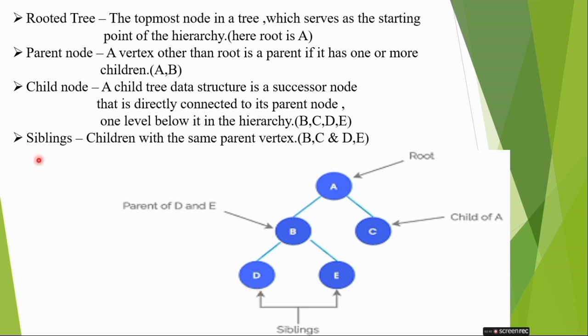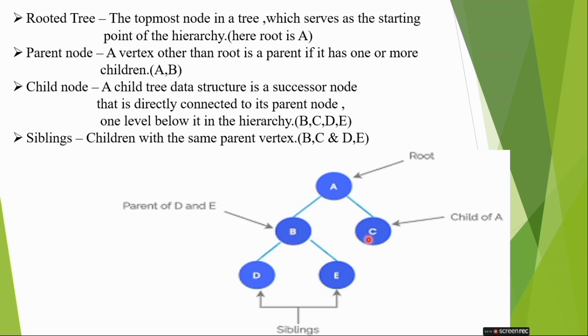Next is siblings. So what exactly are siblings? Children with the same parent vertex. Means what? Now here A is the parent of B and C. Means B and C belong to a single parent. If we want a basic example, it is me and my own brother. So we both belong to a single parent. Okay. So we both are siblings. Now comparing this example with this, we will get that children with the same parent vertex are called siblings.